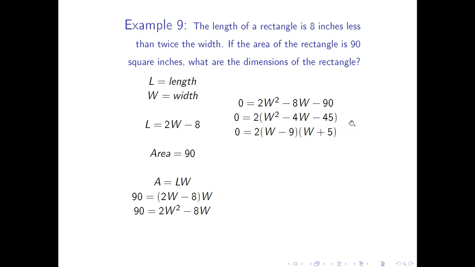Now we can set each factor equal to 0. Notice I didn't set 2 equal to 0 because there's not really much need; if I set 2 equal to 0, that's just not going to work out. But for the rest, I get W is equal to 9 and W is equal to negative 5. Well, remember, W is a dimension, a width, so it has to be positive. So it has to be 9 inches.